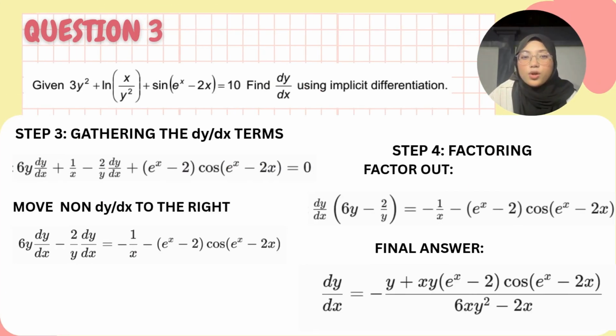Next, we put all the pieces together into one line. Our goal now is to get dy/dx by itself. To do that, we keep the two terms that have dy/dx on the left side and move the other terms over to the right side by flipping their signs to negative. Now, we factor out dy/dx on the left side. To finish up, we divide both sides to get dy/dx completely alone and multiply the top and bottom by xy to clear out the inner fractions. This gives us our final clean answer on the screen.